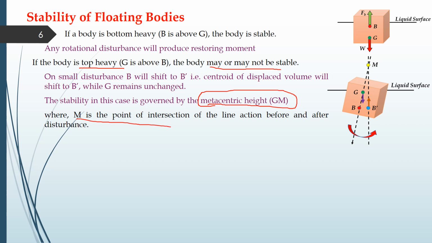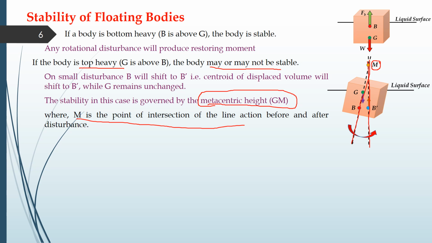So G is the point where the whole weight is acting, and M is basically the point of intersection of the line of action before and after the disturbance. Suppose the line of action before the disturbance was this, and the line of action after the disturbance is this. So the point of intersection of these two lines will be called point M, and we call it the metacenter.